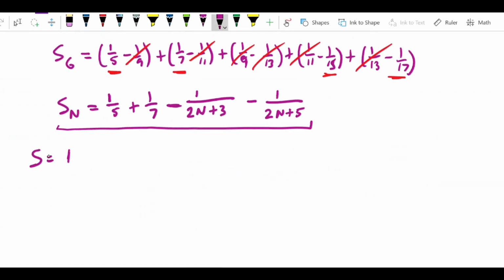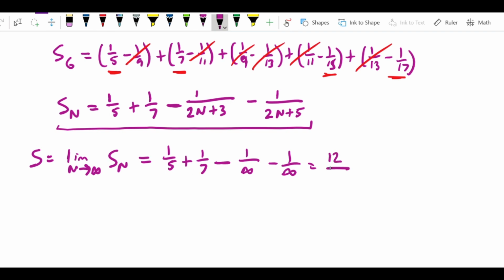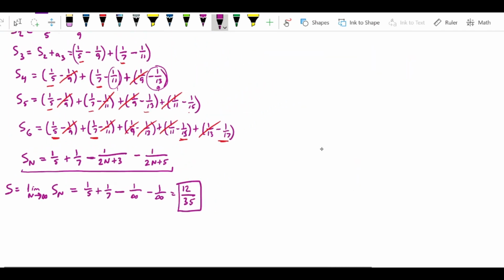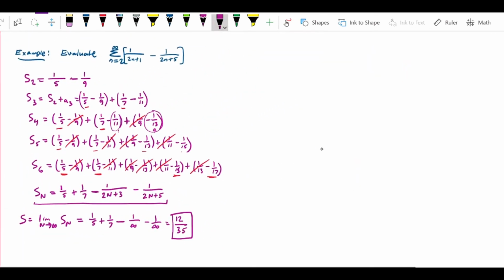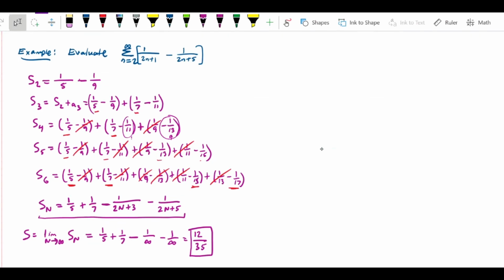We know that the sum S is equal to the limit as n approaches infinity of Sn. That's going to be 1/5 plus 1/7 minus 1 over infinity minus 1 over infinity. And so that equals 1/5 plus 1/7, and you can work this out, it is 12 over 35. So that's the answer. That is the sum of this series.